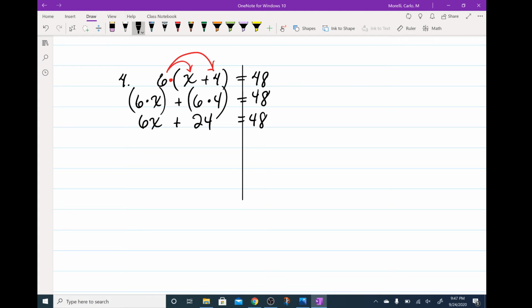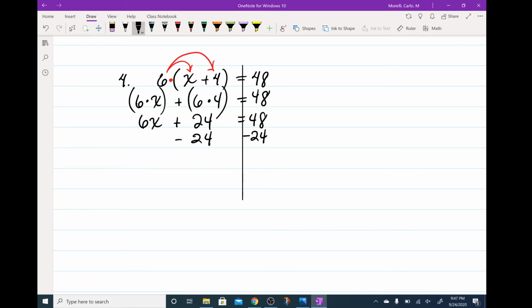Well, now the problem looks a lot like something we've already seen before. We want to get rid of the plus 24 because we're trying to get this x. So we do the inverse operation of addition, which is subtraction. Subtract 24 from both sides.